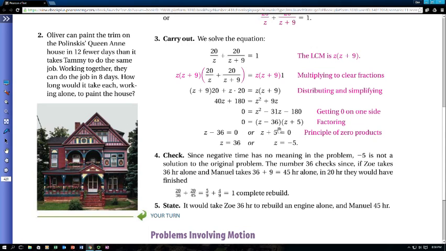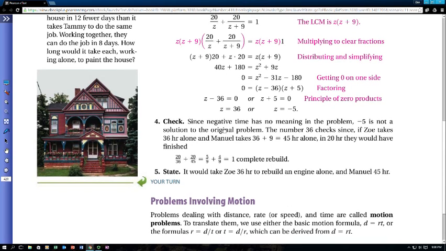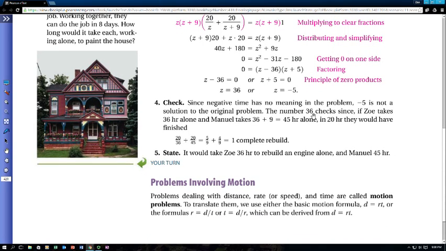And when these factors are multiplied and they equal 0, then one or both of these has to be equal to 0. So you set each one equal to 0, solve, and we get z equals 36 and z equals -5. Now when we're talking about amount of work done, I don't think there's going to be any negative work done. So we can throw out this negative one. And what does that mean? Well, 36 means that 1/36 of the job is done per hour by Zoe. Okay? So they start putting this back in here.